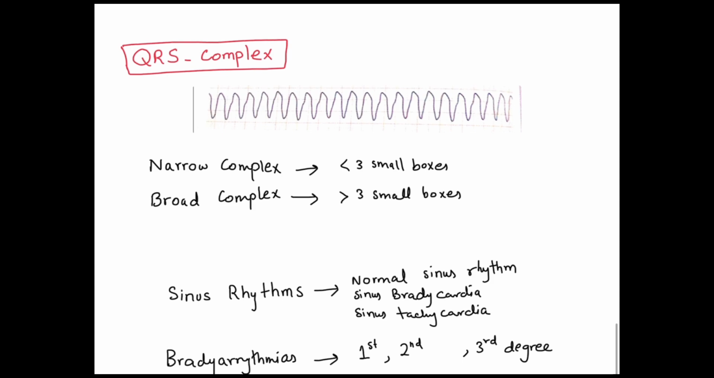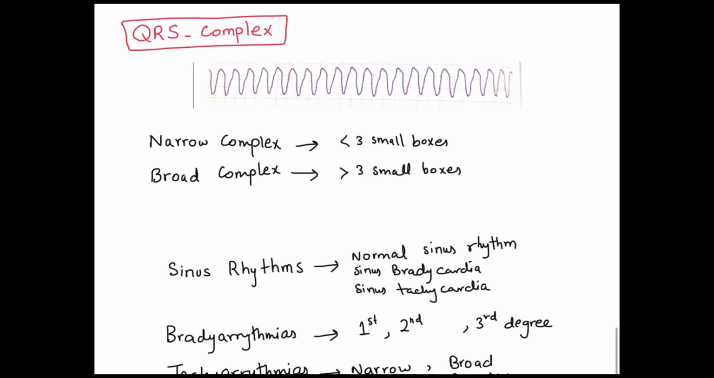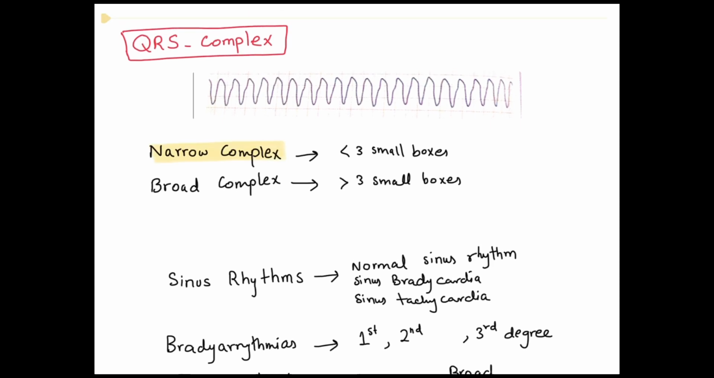The fourth thing is the QRS complex. For that we will be calculating the number of small boxes in the QRS complex itself. It can be a narrow complex or a broad complex. If the number of small boxes is less than 3, it is narrow. If it is more than 3, it is a broad complex. If we look at this ECG above, we can see it is quite wide, and if we look closely, there must be more than 3 small boxes, and that makes it a broad QRS complex.